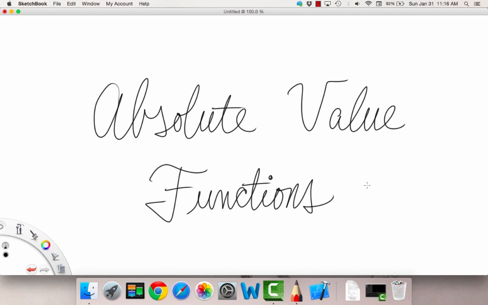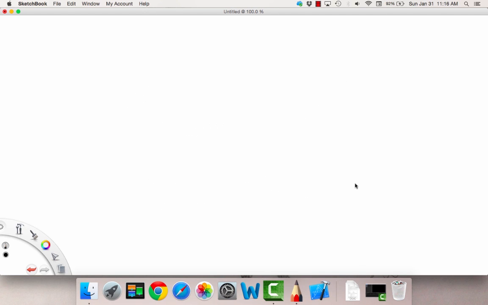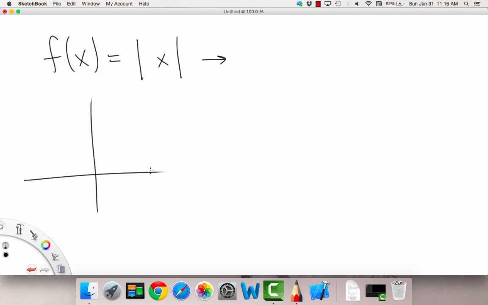Concepts video on absolute value functions. So the general structure of an absolute value function looks like this. We have f of x is equal to x in these bar signs, and they're absolute value signs. This standard graph looks like the following. We have a V kind of thing going on, something that looks like this.